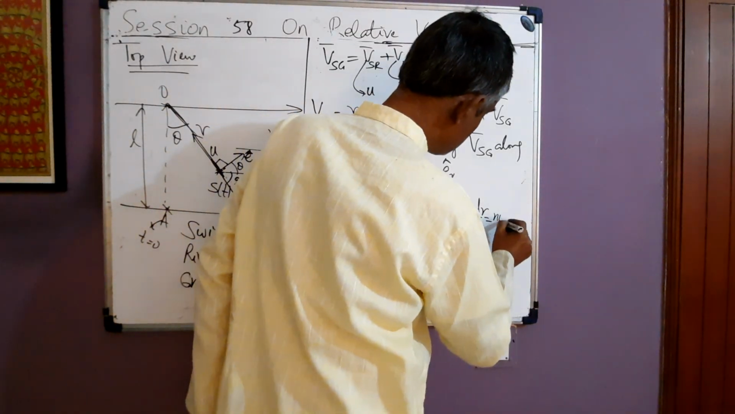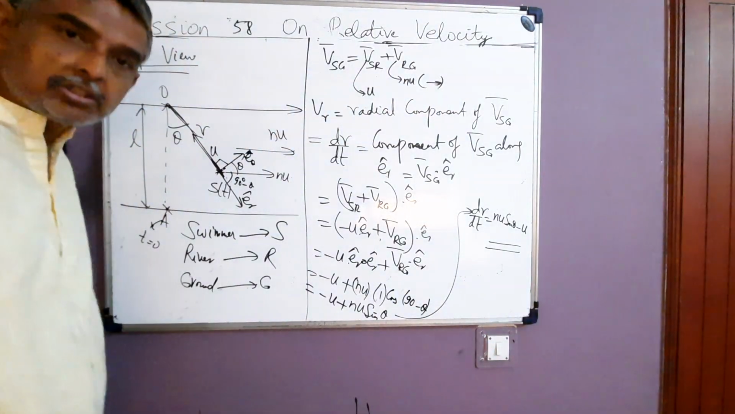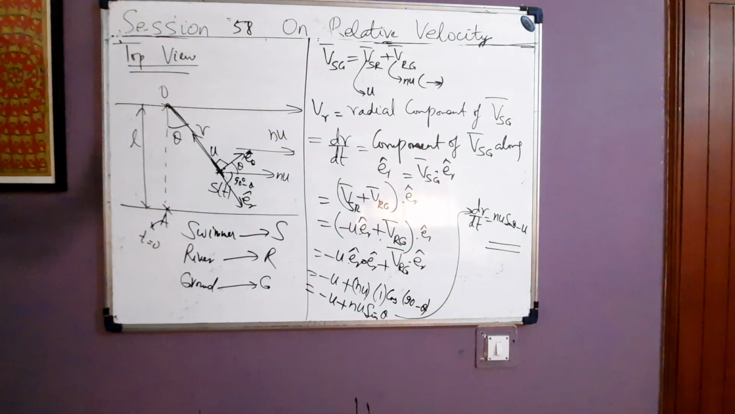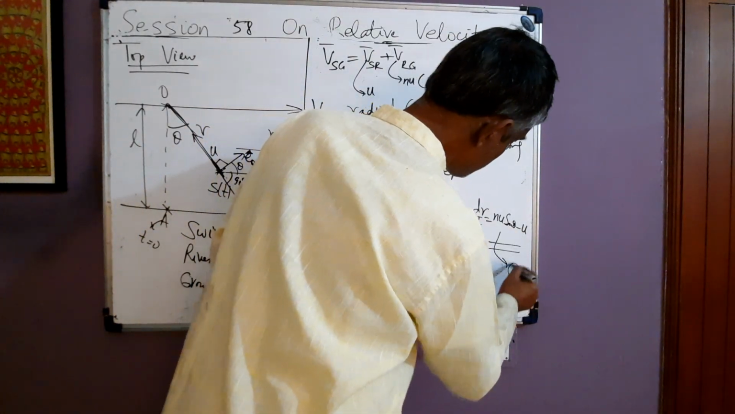u. v sin theta minus u, that is dr by dt. Fine, alright. So dr by dt is v sin theta minus u. This is the first equation.